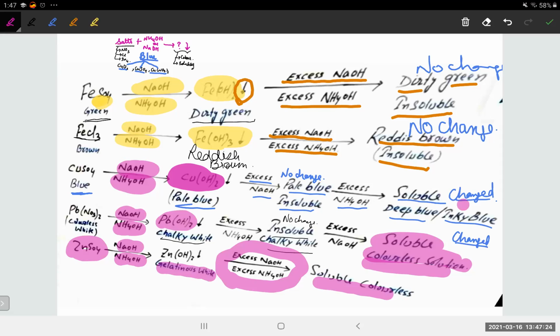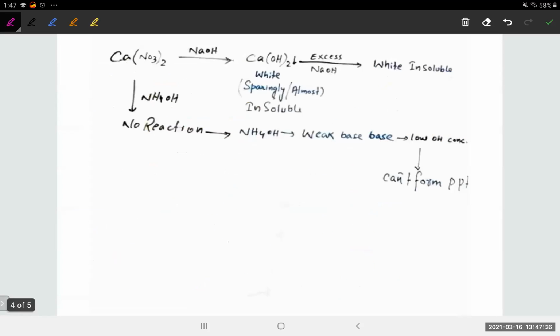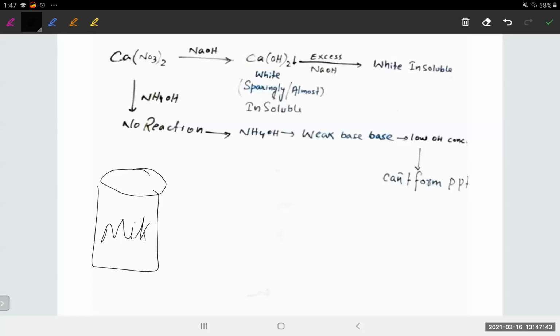Okay, let's move on to the next slide, in which we'll be talking about the last element, that is calcium. Do you know the color of calcium? Because you must be knowing that milk contains calcium. Yes or no? Milk has got calcium in it.